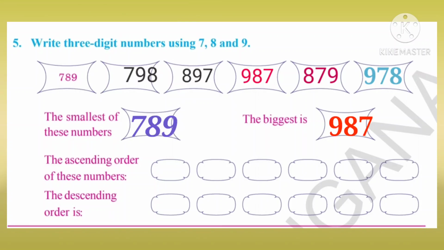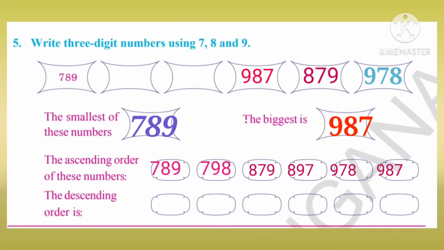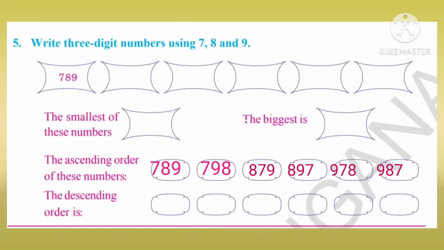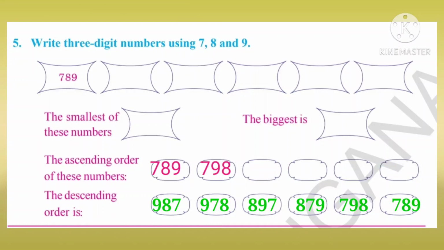Which is the smallest number? 789. Which is the largest number? 987. Very good. Children, observe the ascending order. It started with 789 and ended with 987. And also observe the descending order. It started with 987 and ended with 789.